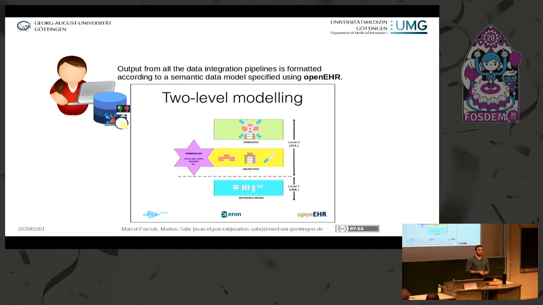So meaning that instead of just storing a number, you want to have the blood pressure, you need two numbers and maybe some other units or something like that. So an archetype would, for example, be Bob's blood pressure. At the topmost level, the templates are even a higher level collection of archetypes, meaning that you can model even higher level constructs like a visit.